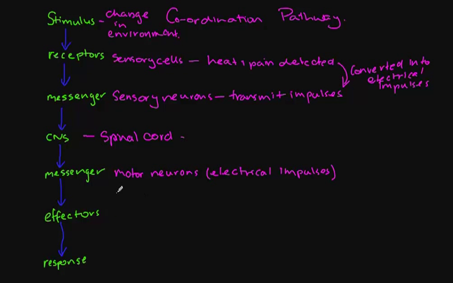These electrical impulses are then sent along motor neurons to the effector organs, and these might be muscles, glands. In the case of a burning match again, it's the muscles of the arm. So the electrical impulses stimulate the muscles to react, and then a response is felt. So this response is also what we could call the reaction.